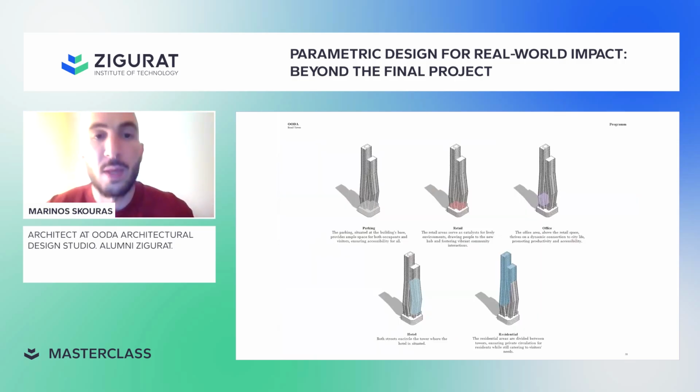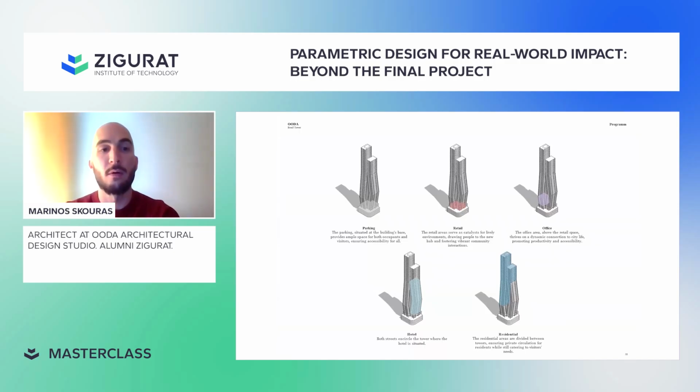A few things about the program of the building. Bond Tower is primarily a residential building with apartments located on the upper floors, and the middle section houses hotel and office spaces, while the retail and the parking are positioned at the base of the building for easy public access.